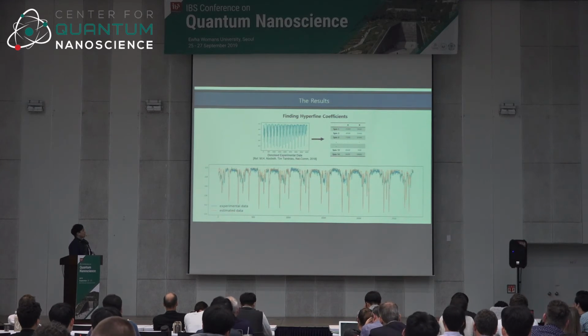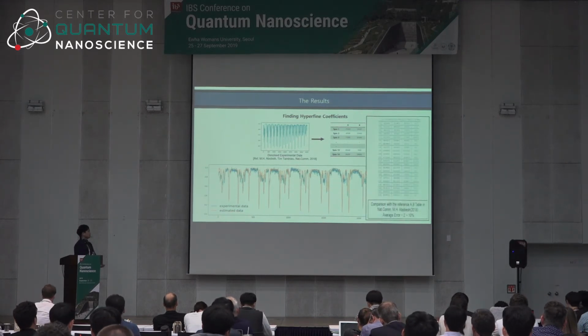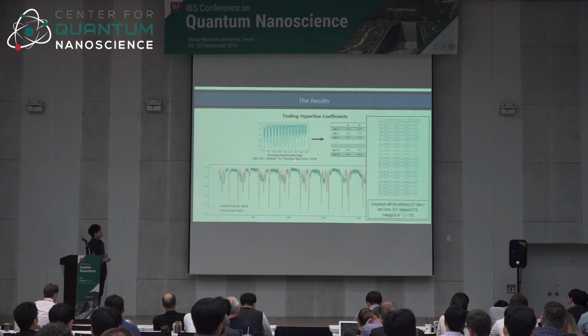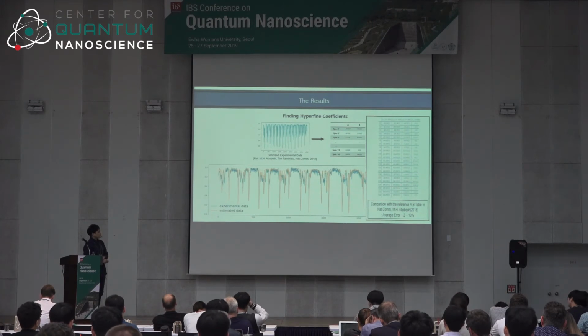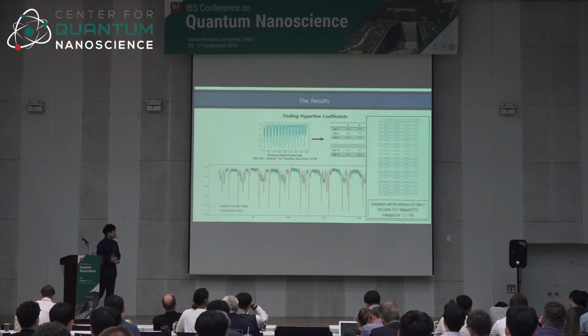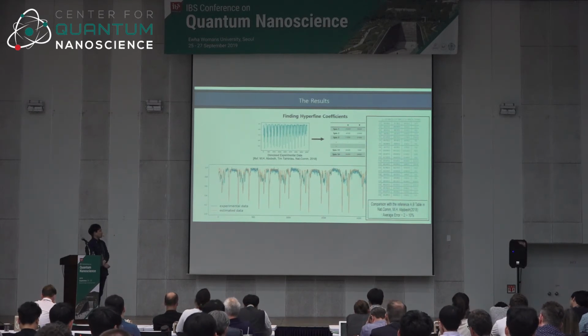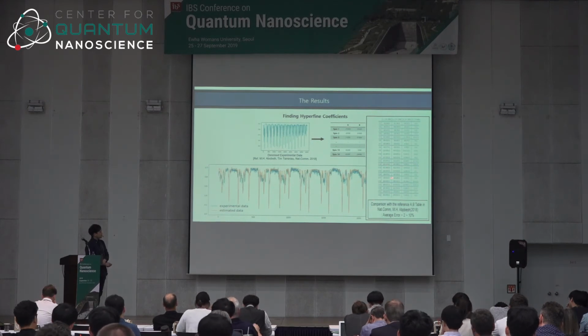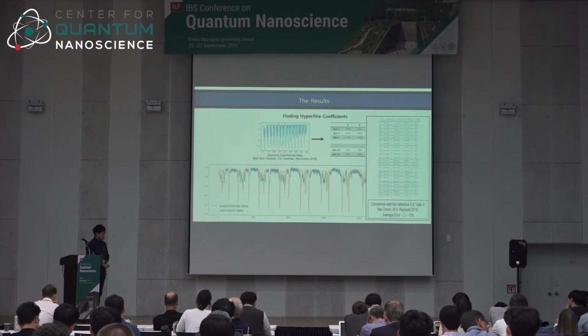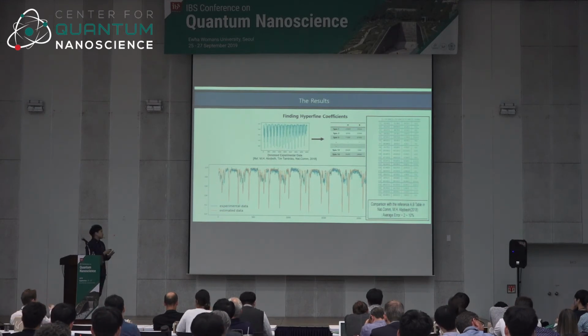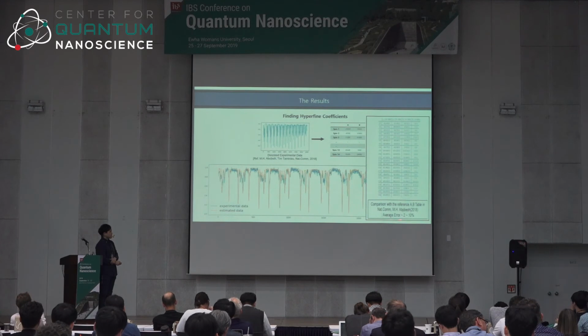And also, we did a cross-check. This is the table from the same paper at the same NV center, but this hyperfine coefficient list comes from a wholly different experiment, not a CPMG experiment. We compare this list to this list, and the average error is 2% or 10%. But after fine tuning, we can reduce the error to below 5% or more.